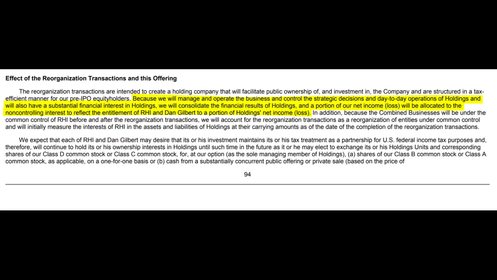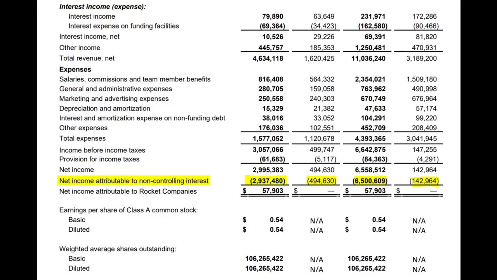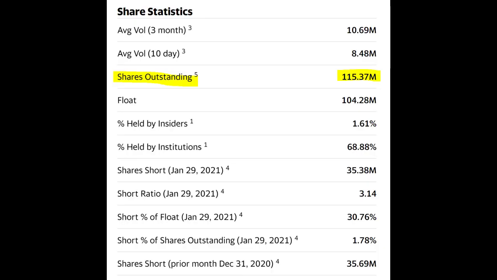So basically what they're saying here is that because Rocket Companies is essentially in control of most of what Rocket Holdings does, and also because it has an ownership stake, and on top of that, because the Class D shares owned by RHI and Dan Gilbert are fully convertible, it just makes more sense to report the entire earnings of Rocket Holdings and then designate what percent of the earnings is controlled by Rocket Companies and what is controlled by Dan Gilbert and RHI. This is why if you look at the earnings, you'll see a large percentage designated to non-controlling interest. And it's also why if you take the 115 or so million shares outstanding and multiply it by the current share price, you don't get the company's market cap. You actually get somewhere around 2.3 billion of the total 40 billion or so market cap.